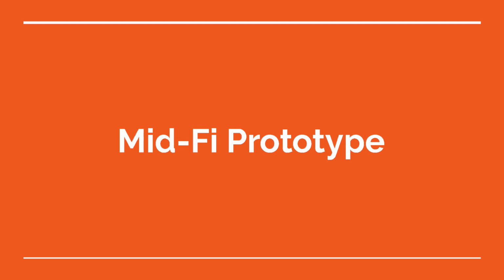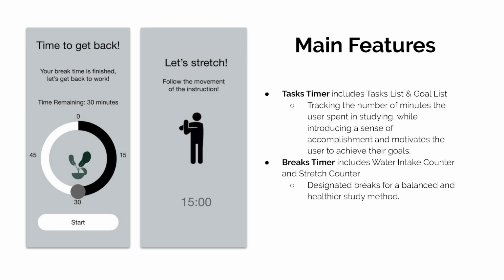And let's get into our Mid-5 prototype. We have two main features, task timer and breaks timer. Task timer includes a task list and goal list, tracking the number of minutes the user spent studying while introducing a sense of accomplishment and motivating the user to achieve their goals. Break timers include a water intake counter and stretch counter, with designated breaks for a balanced and healthier study method.